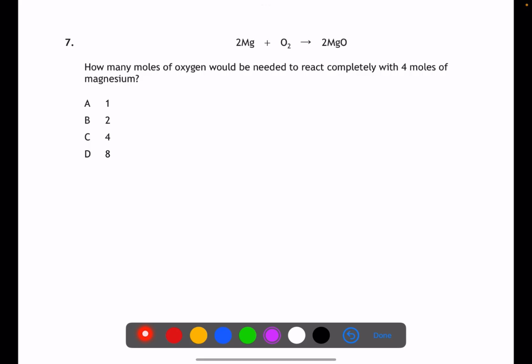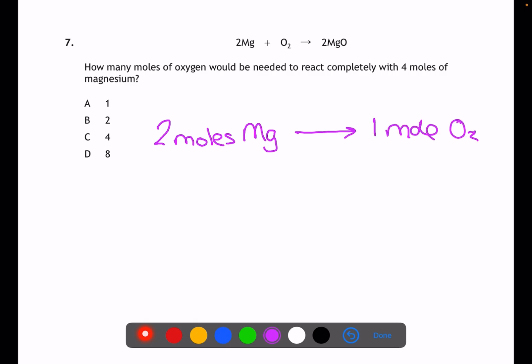Question 7. How many moles of oxygen would be needed to react completely with 4 moles of magnesium? This question is looking at your knowledge of mole ratio. So here, from the equation, if we have 2 moles of magnesium, we would require 1 mole of oxygen. To go from this side to this side, we need to divide by 2. If we actually had 4 moles of magnesium, we would need to divide this by 2 and we would require 2 moles of oxygen, B.